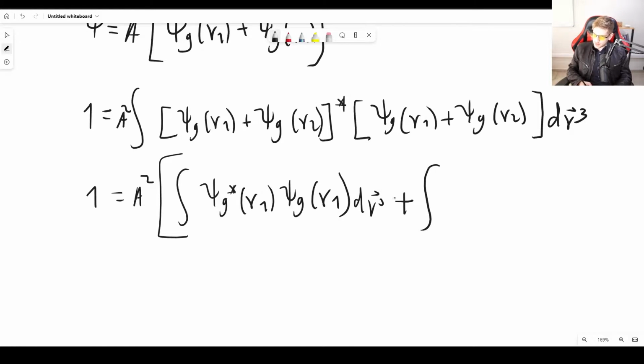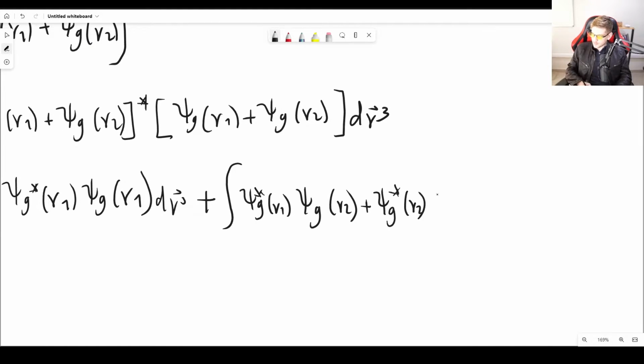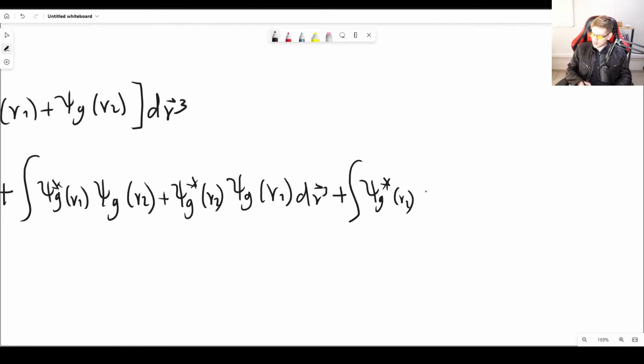Then we have another integral from the cross terms, right? We will get psi g R1 conjugate times psi g of R2, and also we will get a term that is psi g conjugate of R2 times psi g of R1. And finally, we will get an integral that is only with the psi g of R2. So psi g conjugate of R2 times psi g of R2.